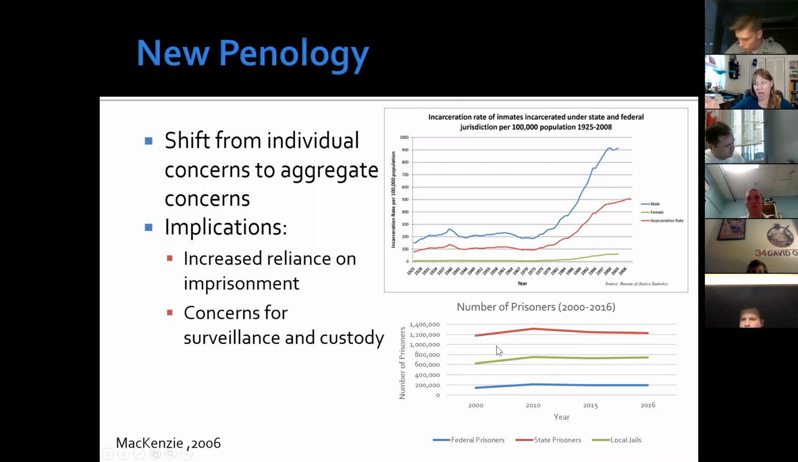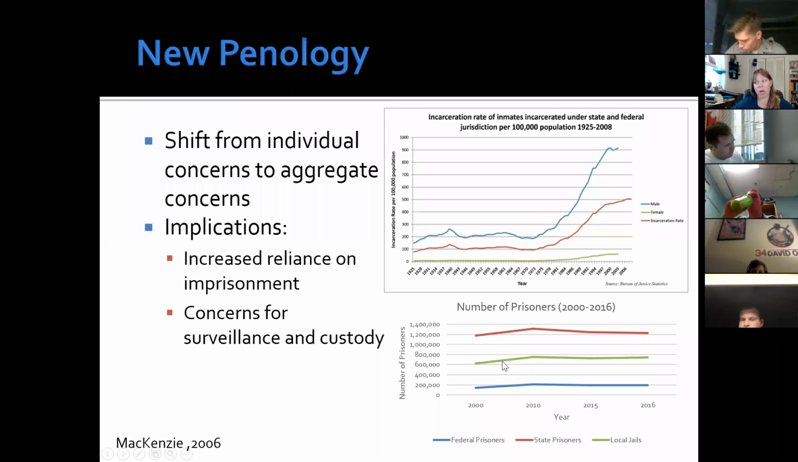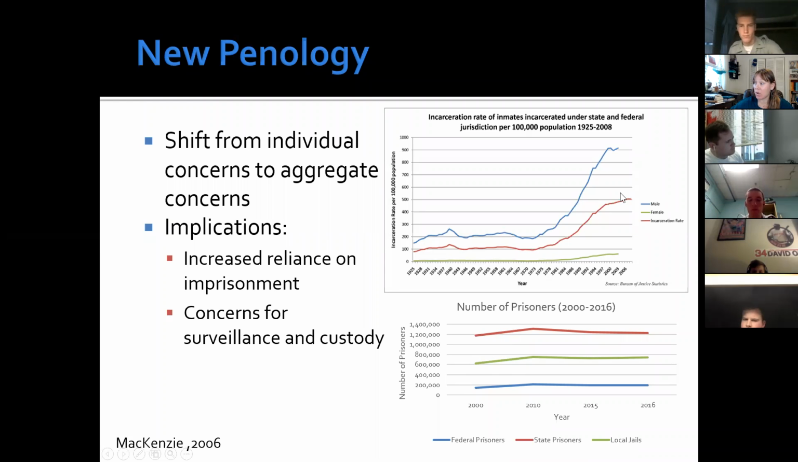And in this graph, the red are the state prisoners, the green are the local jails, and the blue are the federal prisoners. So what you can see right here, we had a huge increase in the 70s all the way up. We hit a peak around 2008, 2010, and we have seen the slowest little decline in the incarceration rate since then. But it has not changed a whole lot because we haven't done a whole lot about the way we sentence offenders. New penology is just about how the Department of Corrections are dealing with this large increase in incarcerations.